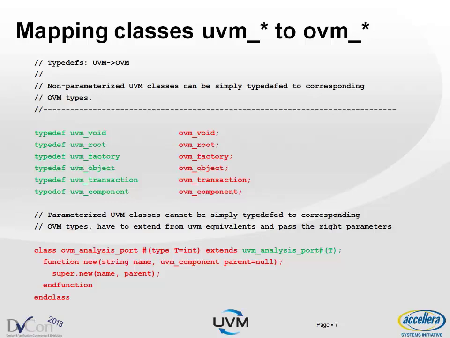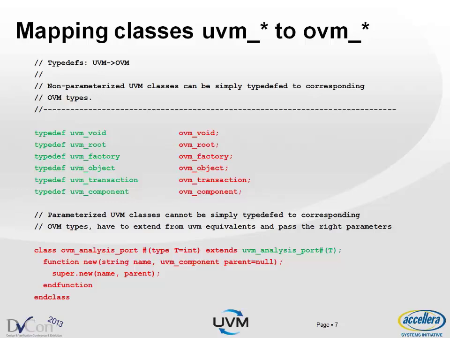But the biggest challenge becomes when you have parameterized UVM classes, which cannot simply be typedef'd, because the language won't allow you to do that. In those cases, you'll have to extend from your UVM equivalent and just pass the right parameters. If they kept backward compatibility the same, that's pretty easy. If they changed backward compatibility, then you have to change how you pass the argument. For example, you can define an OVM analysis port, which is parameterized, which extends from the UVM analysis port, and then you just new it and pass the argument. If the arguments are the same, meaning there is no change in backward compatibility, you just pass the argument. If they do change, then you'll have to change that argument passing as well.